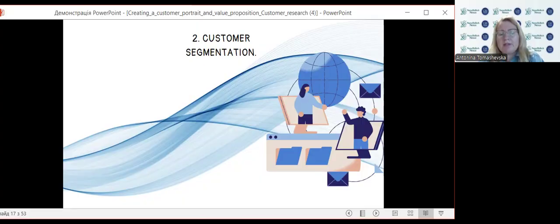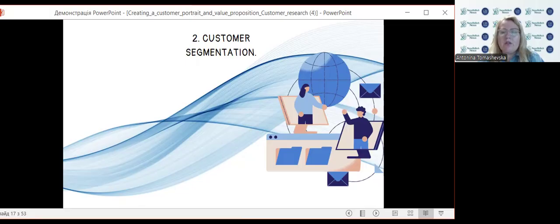That is why customer segmentation is an important marketing tool. It is the division of the market into homogeneous groups of consumers who share similar characteristics or behaviors. Through segmentation, a business gains the ability to more precisely define its target audience, create personalized offers, optimize communication and advertising budget, and build a long-term relationship with customers.